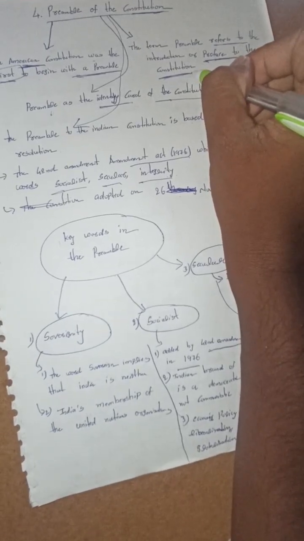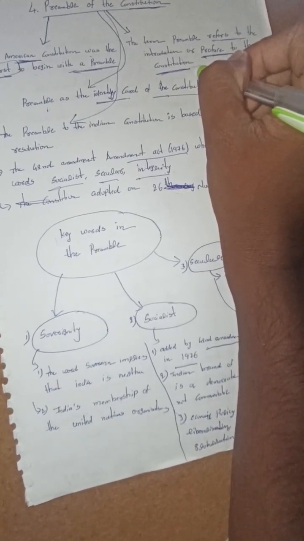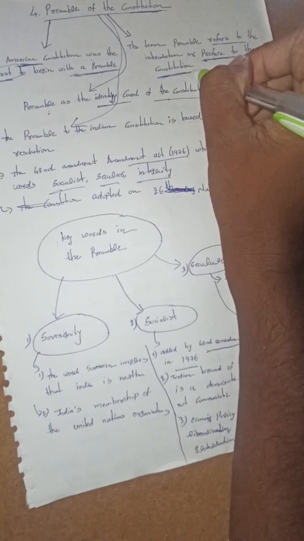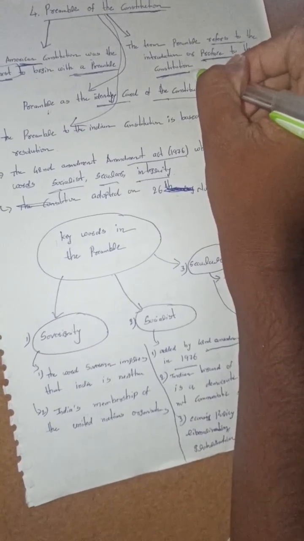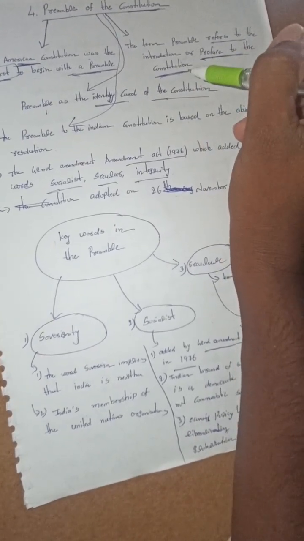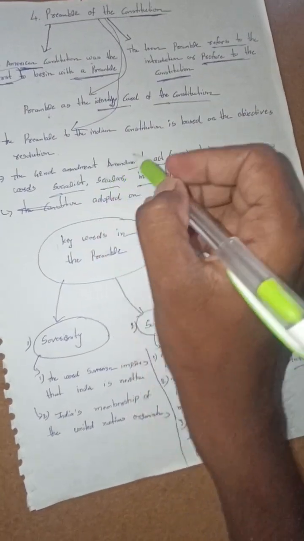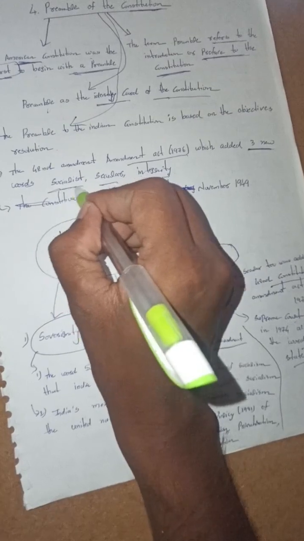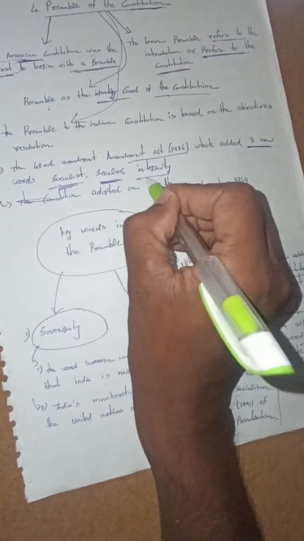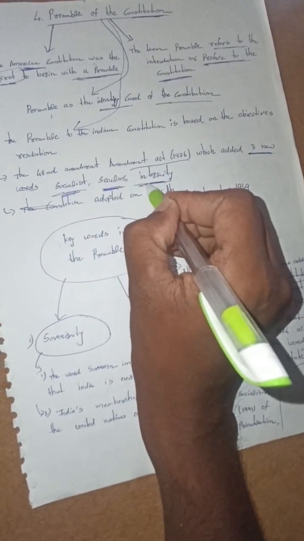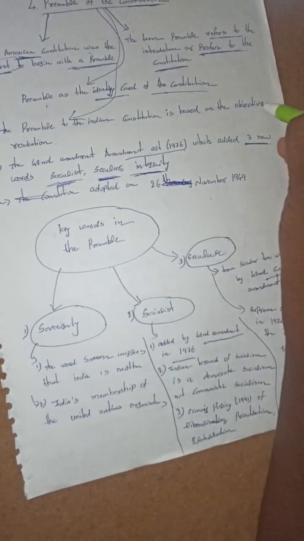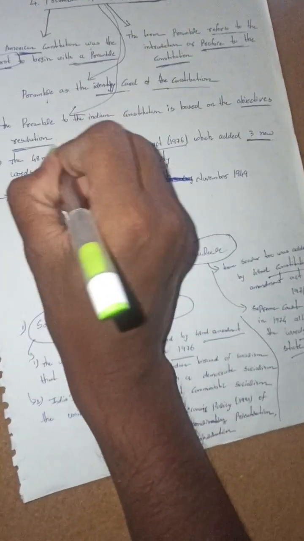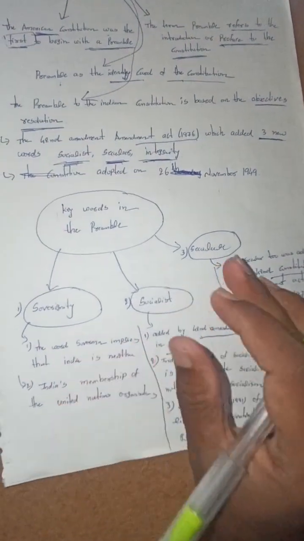The 42nd Constitutional Amendment Act of 1976 added three new words: socialist, secular, and integrity. This is important. Again, the preamble to the Indian Constitution is based on the objectives resolution.